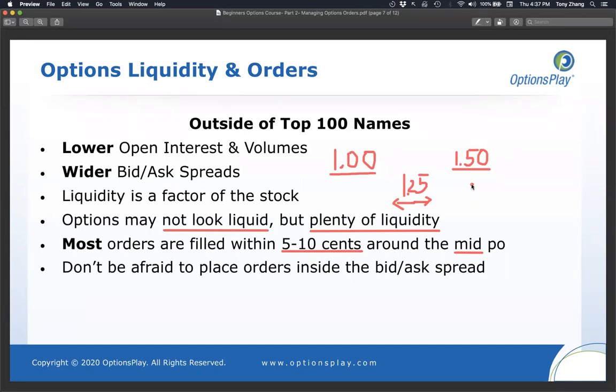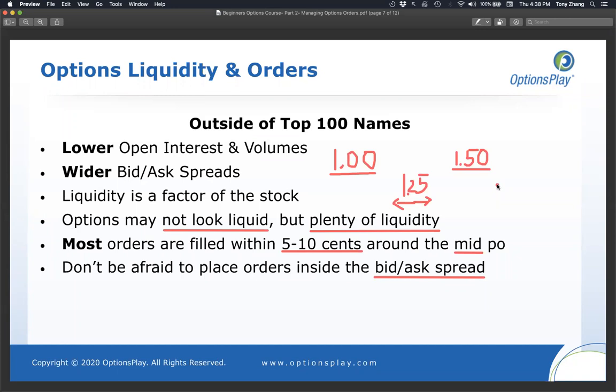So keep that in mind. Don't use open interest and volumes to convince you to not trade something, especially if you can fill an order within 5-10 cents of the midpoint. So don't be afraid to place your orders inside the bid and ask spread. And we're going to go through a few examples here to show you this in real life.